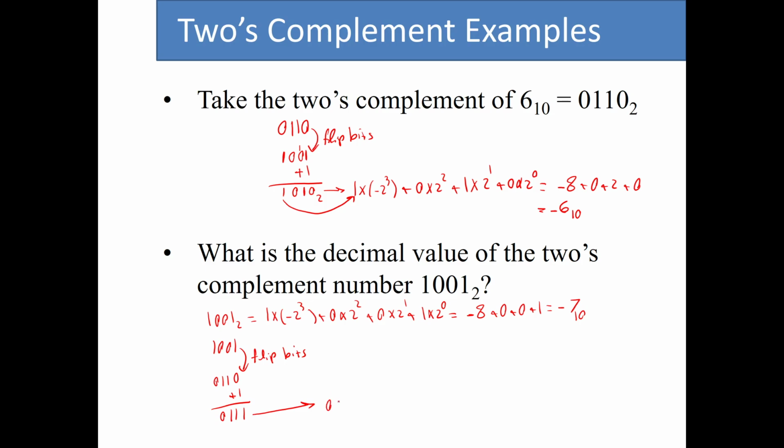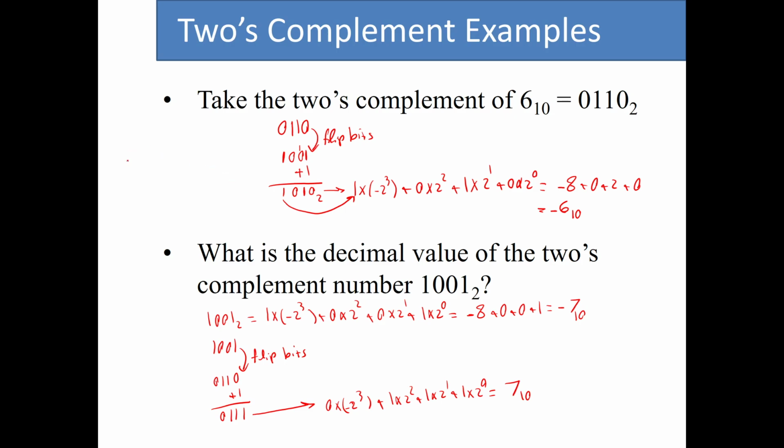So I can do it again here. Negative 2 to the 3 plus 1 multiplied by 2 to the 2 plus 1 multiplied by 2 to the 1 plus 1 multiplied by 2 to the 0, which is going to be 7. So that means that the original number was negative 7. So as you can see, the procedure for finding the 2's complement of a binary number does not change. If the original number is positive, when you go through this two-step process, you make it negative. If the original number is negative, when you go through this two-step process, you make it positive, right? Similar to the way that you find the positive or negative value of a decimal number.